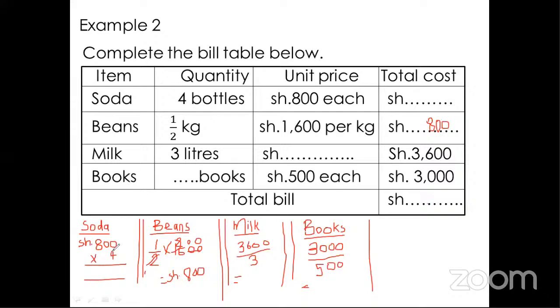Then here also, when you multiply 4 bottles times 800, you will get here 4 times 0, you get 0. Then 4 times 8, you get your 32. So you write here your 2, and then your 3 here. I hope members are hearing me. So meaning that the bottles of soda, you have bought at 3,200. Are you seeing? So this is how you are going to be filling in the table.